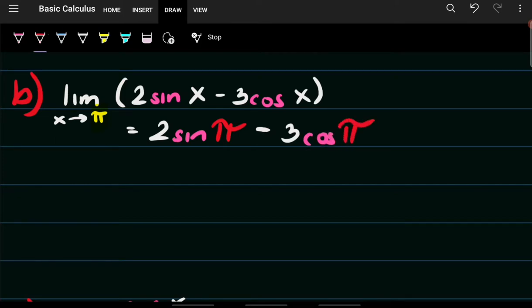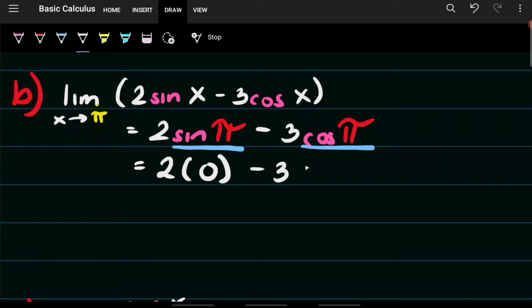Now let's evaluate the value of sine pi. According to our trigonometric table, that is equal to 0. So this will give us 2 times 0. Now, how about cosine pi? What is the value of cosine pi? Cosine pi is equal to negative 1. So this will give us negative 3 times negative 1.